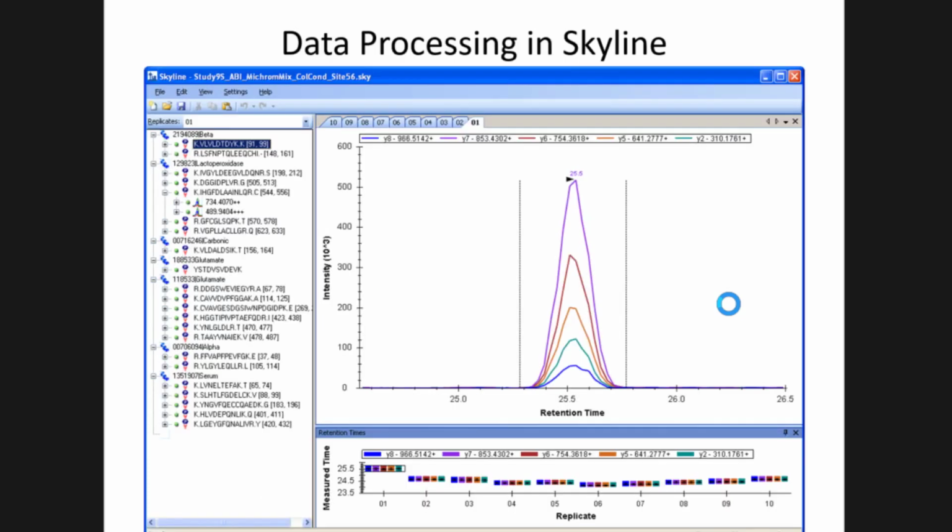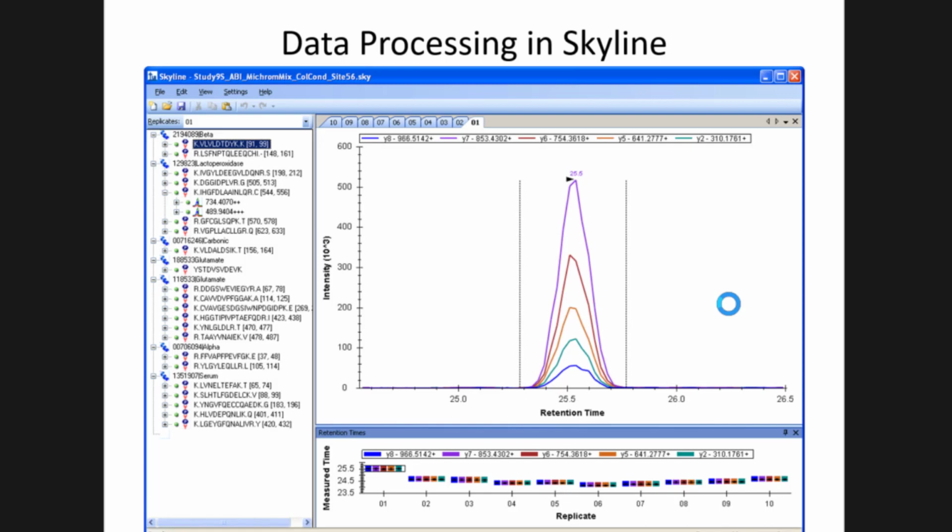So Skyline has a lot of nice features that allow you to look at the data from a high level and say, oh, well, for this one run, we've got great peak shape, but I can look at the reproducibility of the retention times across 10 injections. I can see that injection 1 eluted a little later, and then they drifted earlier and stabilized, maybe going back a little later.